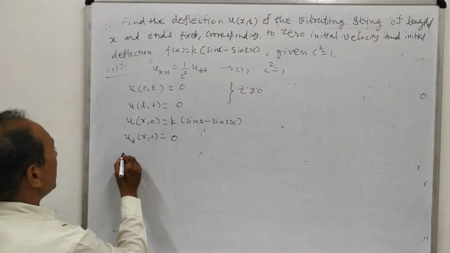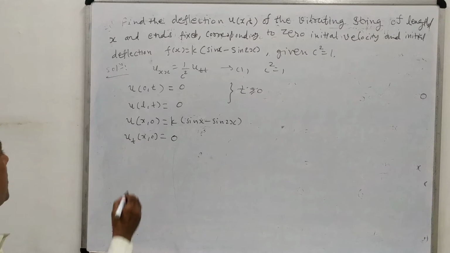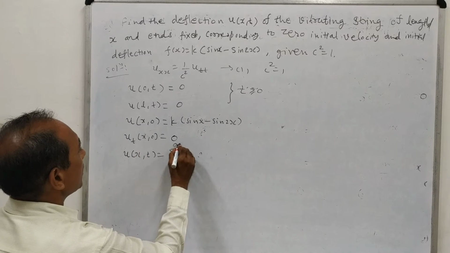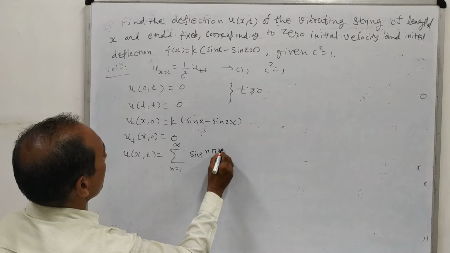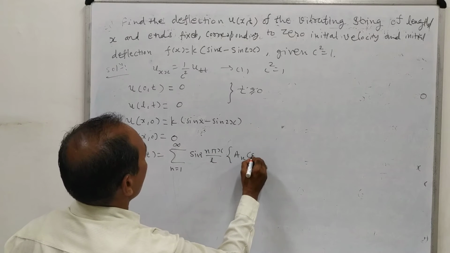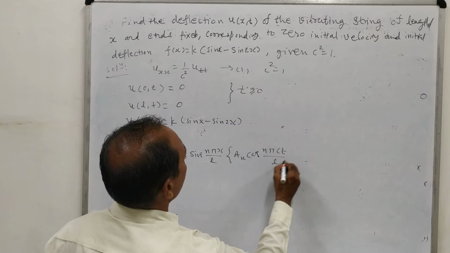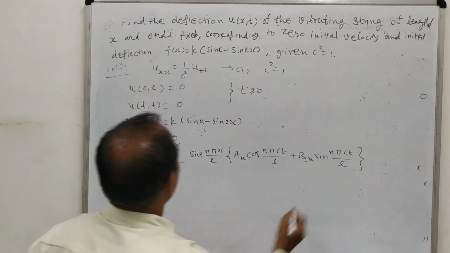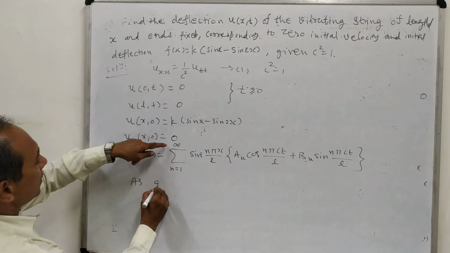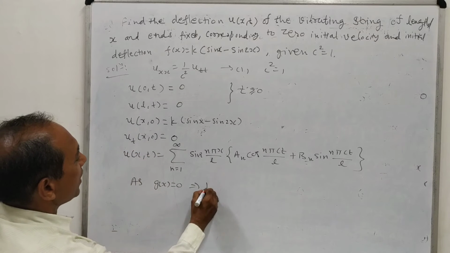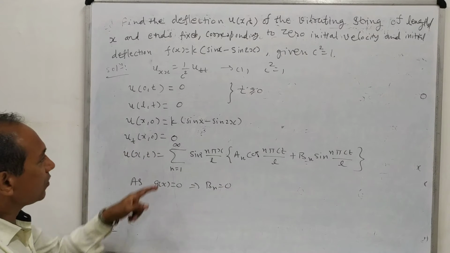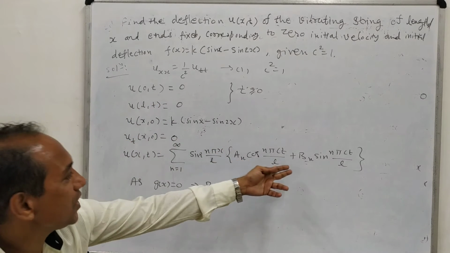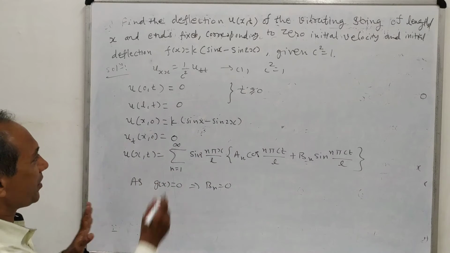Then we can start directly. We know that the solution of the above IBVP is given by u(x, t) equal to sigma n equal to 1 to infinity sine n pi x upon L into a_n cos n pi ct upon L plus b_n sine n pi ct upon L. But here you can see that as the value of g(x) is 0, we have b_n equal to 0. I told you already that either f(x) equal to 0 or g(x) equal to 0 will be given. g(x) is 0, then b_n is 0. f(x) is 0, then a_n will be 0. But f(x) is given here.